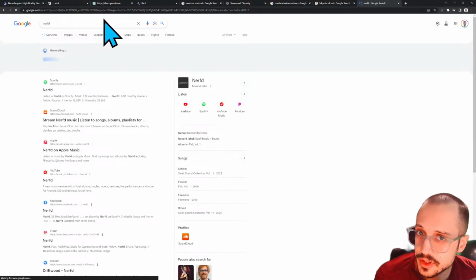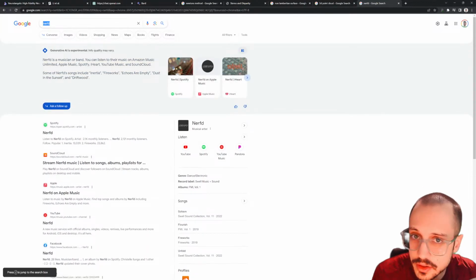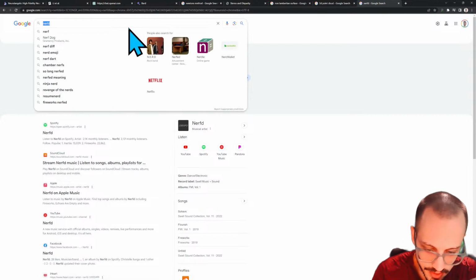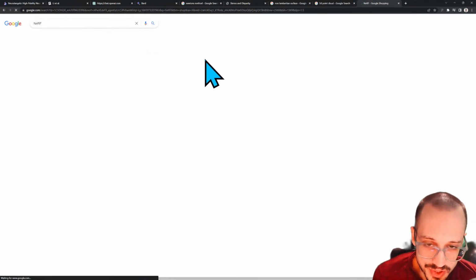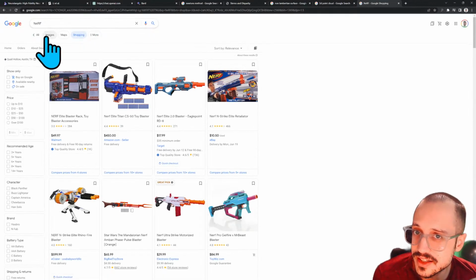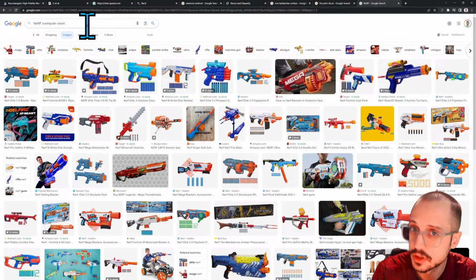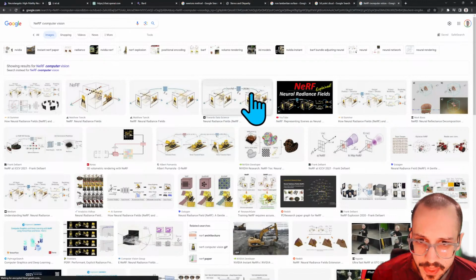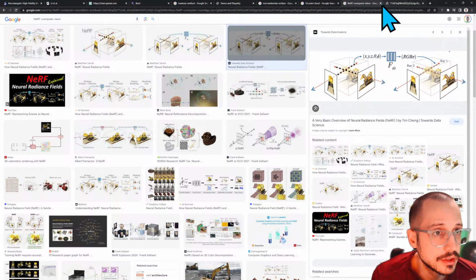we're bringing out the NeRF picture here. NeRF, hopefully it's the actual NeRF and not the NeRF toys. Yeah, this is the problem: if you type NeRF, more often than not, it's going to be pictures of the NeRF toys. NeRF computer vision. Yeah, here you go. This is the pic that I want. Open image in new tab.